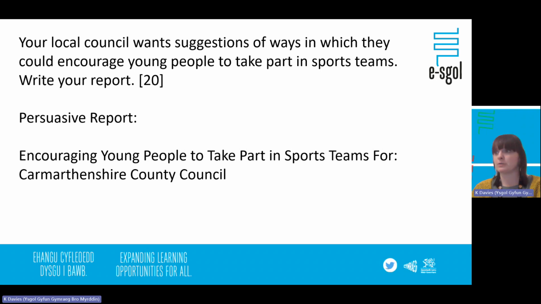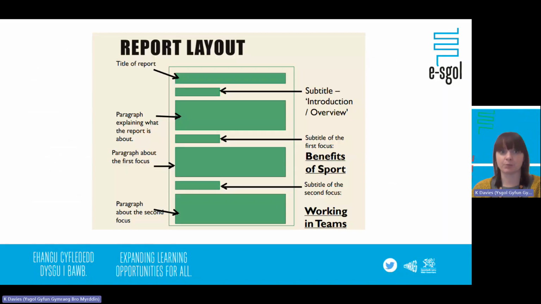So essentially what you would start with is looking at the current situation, outlining whatever flaws there currently are, and then you progress your way through it. Okay, so you've got the title at the top, the subtitle or the introduction or the overview, your opening paragraph explaining what the report is about.